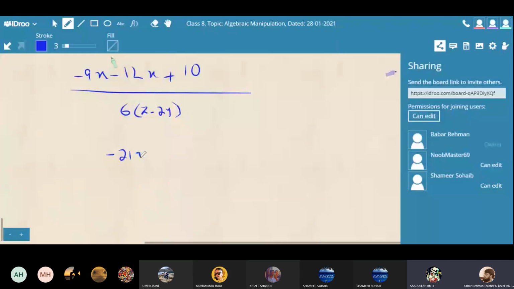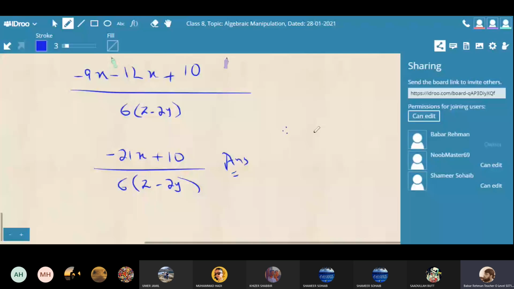And then z minus. Is there anything that can be simplified now? No, sir, because they are adding. We can only simplify factors, not when they are adding.